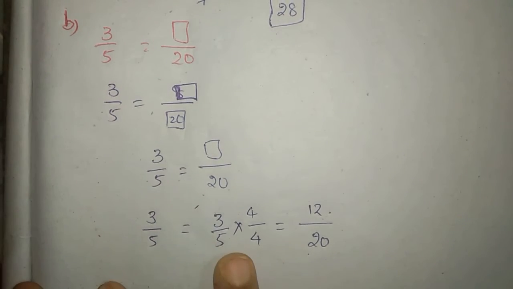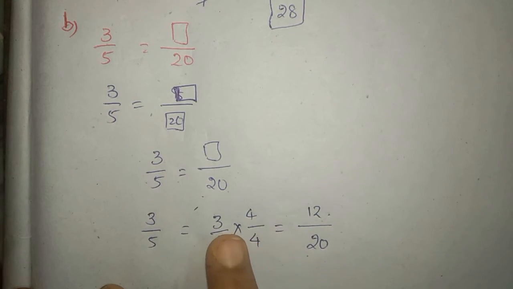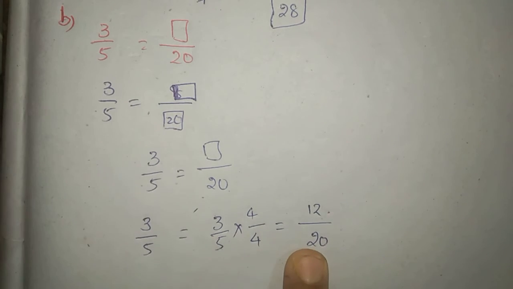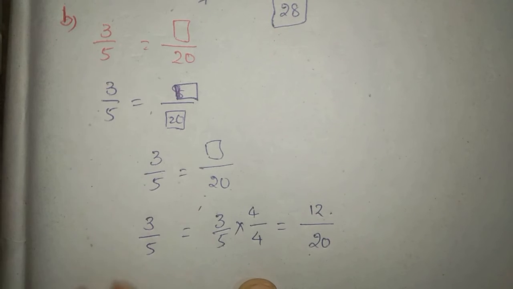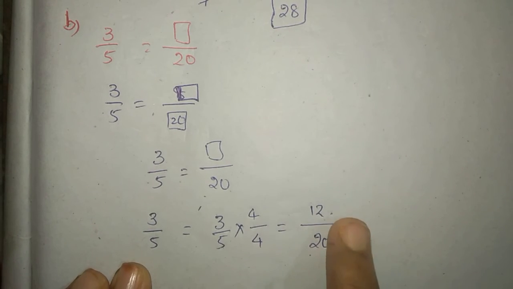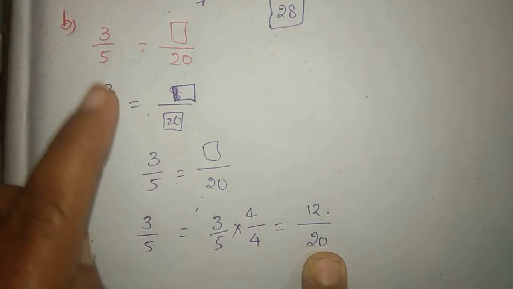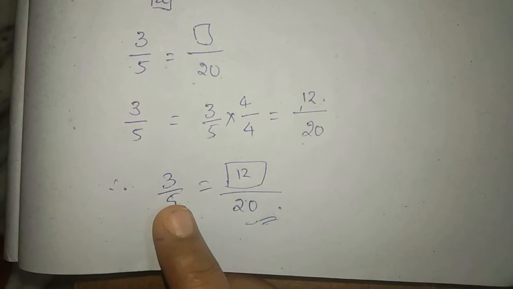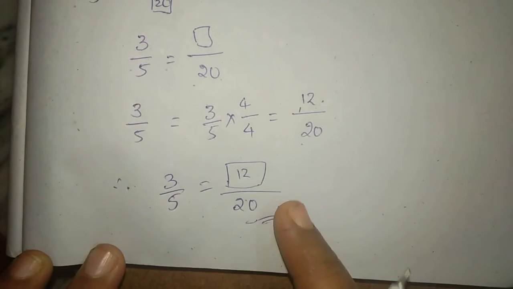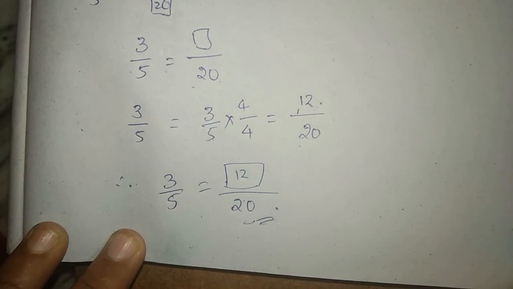Here 3 by 5 is equal to 3 by 5 times 4 by 4, the same number by which we multiply both denominator and numerator. 3 4s are 12, 5 4s are 20. So the equivalent fraction of 3 by 5 is 12 by 20. 3 by 5 and 12 by 20 are equivalent. Here the required number is 12.